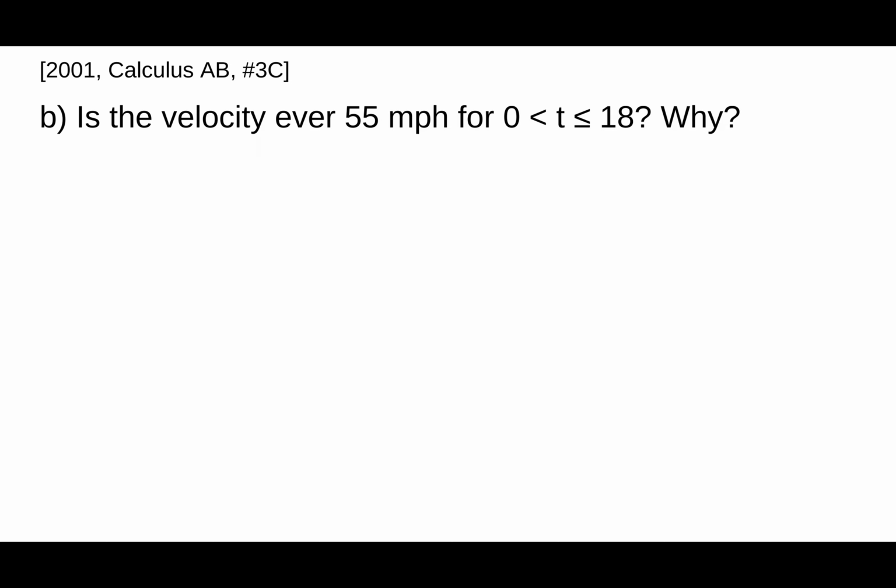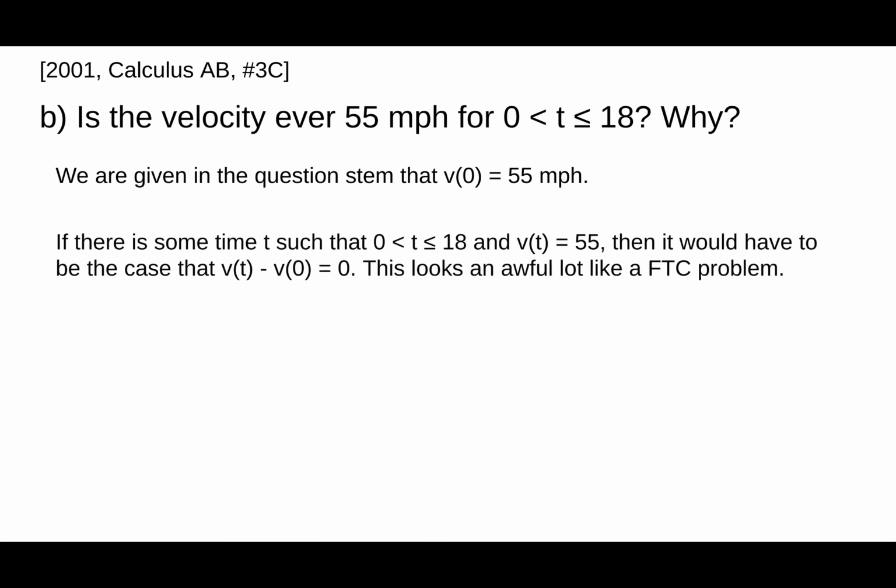In part B, we are asked if the velocity is ever 55 miles an hour for values of t not equal to 0, between 0 and 18, and then also to explain why or why not. All right, we are given in the question stem that the velocity at t equals 0 is 55 miles per hour. So really what this comes down to is, is there ever a point where the net change between 0 and some other value of t between 0 and 18 is 0?